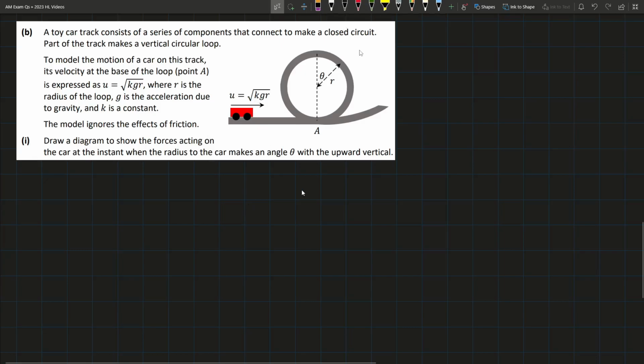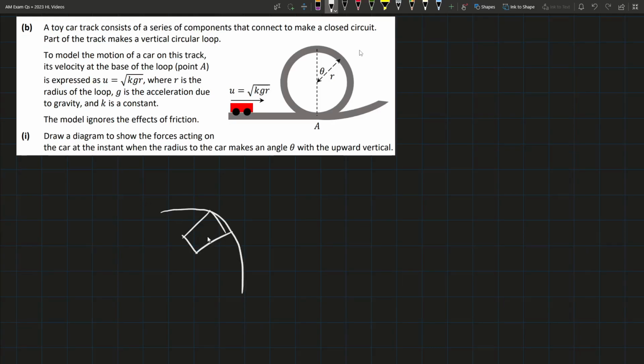So part B is a very interesting circular motion question. There's this toy car going around a vertical loop, so it's an example of vertical circular motion. Point A is the very bottom, and at that point its velocity u will be the square root of kgr, where r is the radius, g is acceleration due to gravity, and k is a constant. And we're ignoring friction. Now in part 1, we have to draw a diagram showing the forces acting on the car when the radius to the car makes an angle theta with the upward vertical.